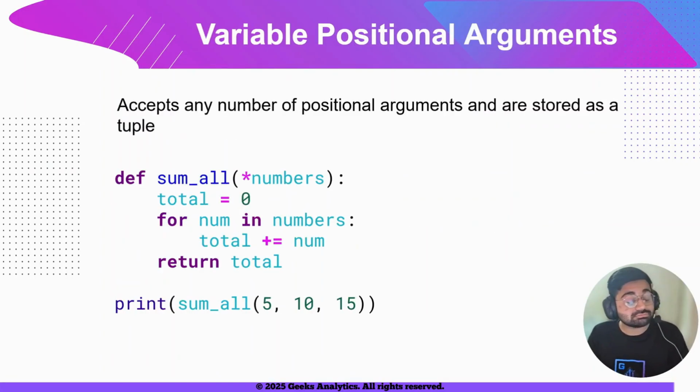When talking about variable arguments, we have two types of variable arguments. One is variable positional arguments. Variable positional arguments accept any number of positional arguments, meaning that you can pass in multiple values, and all those values will be stored as a tuple. This is represented by a star followed by whatever variable name you want to give.